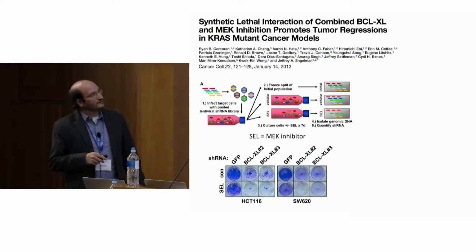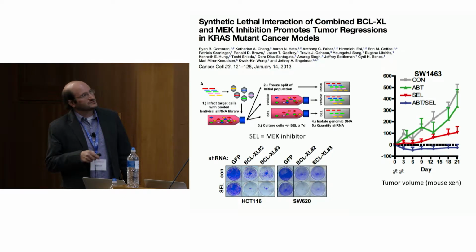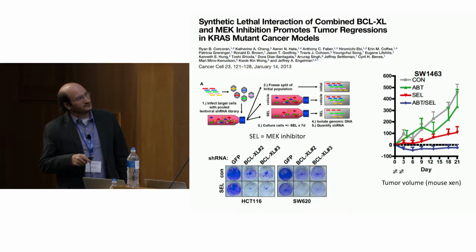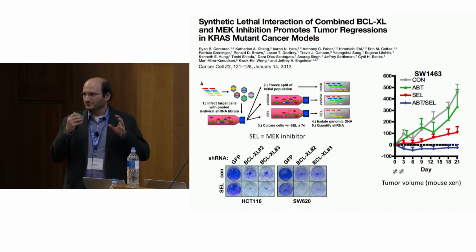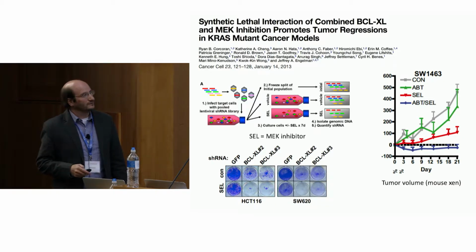and I'll describe a little bit more about this. So this was taken further, and they actually took tumors in mice and treated with that same combination of now an Abbott drug that targets BCL-XL and the MEK inhibitor, and could actually show tumor regression. So just to show that you can take an in vitro screen, use those findings to actually translate it to anti-tumor therapy.